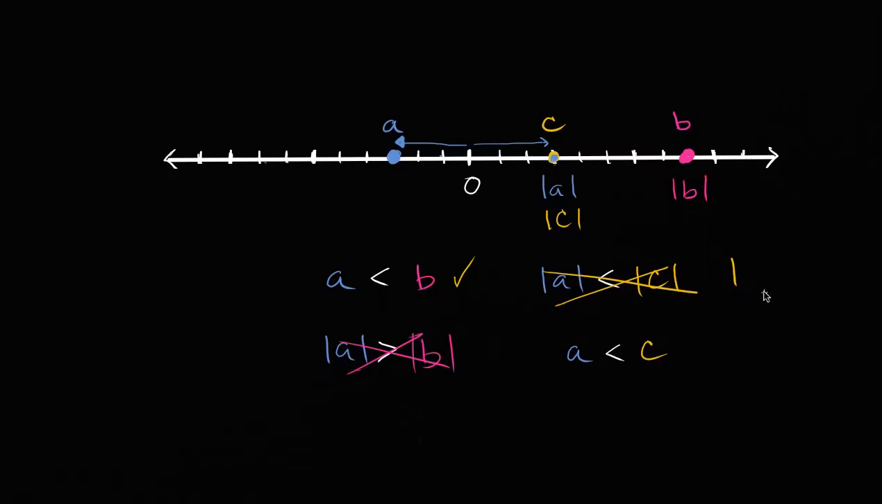All right, last one. A is less than C. Well, once again, A is to the left of C on the number line. So that is true because our number line is increasing as we go from left to right. If one number is to the left of another number, it is less than the other number. So A is indeed less than C. And we are done.